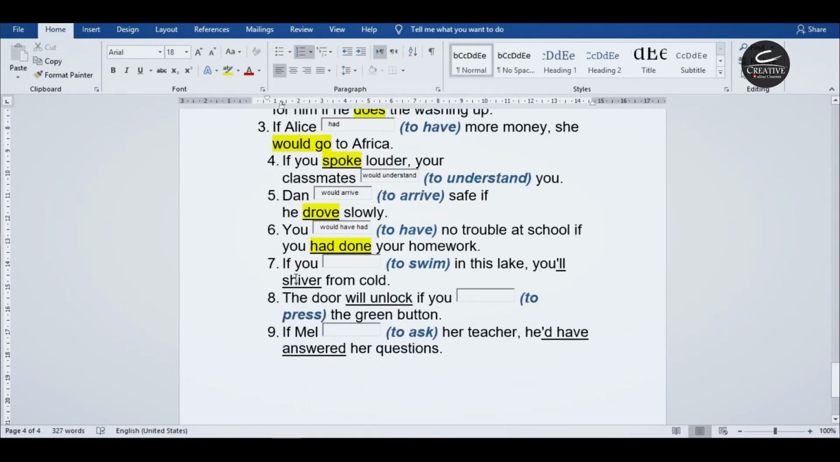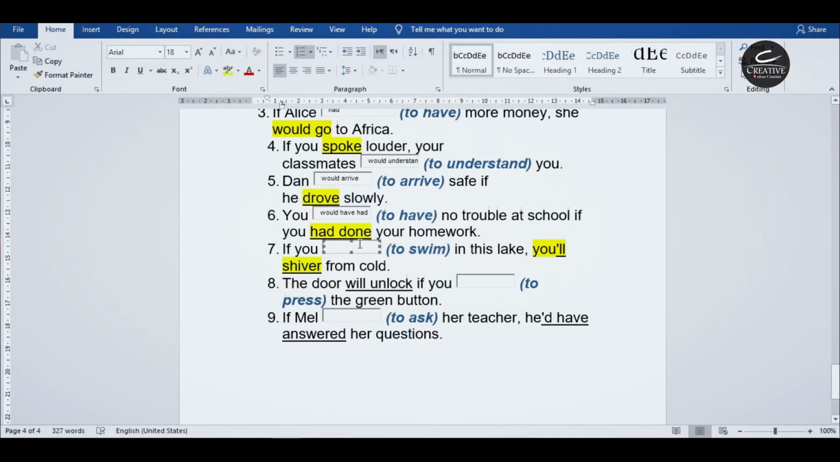What about number 7? If you swim in this lake, you will shiver from cold. Okay, so you will, this is the future tense. So which conditional is this? Okay, correct. This is the first conditional and we have to use the present simple. Okay, so if you swim in this lake, you will shiver from cold.